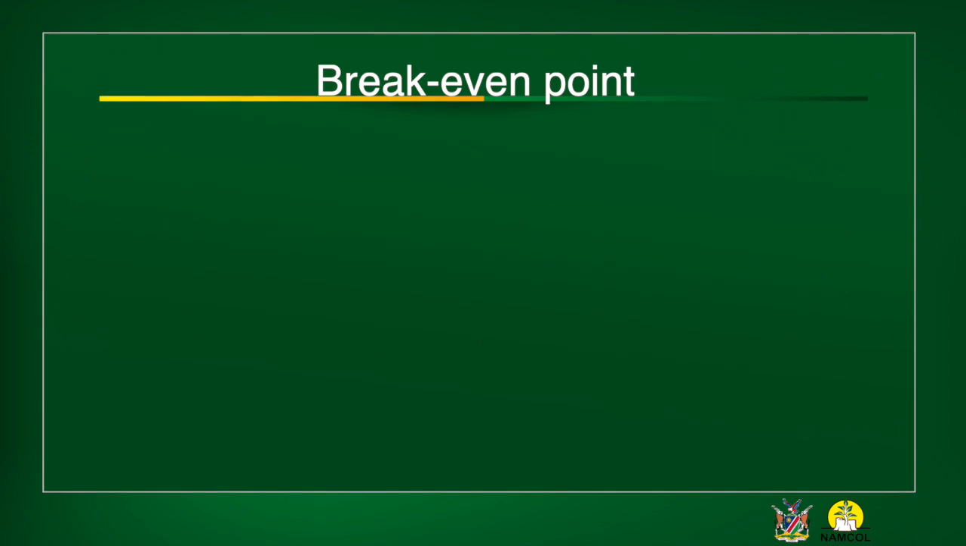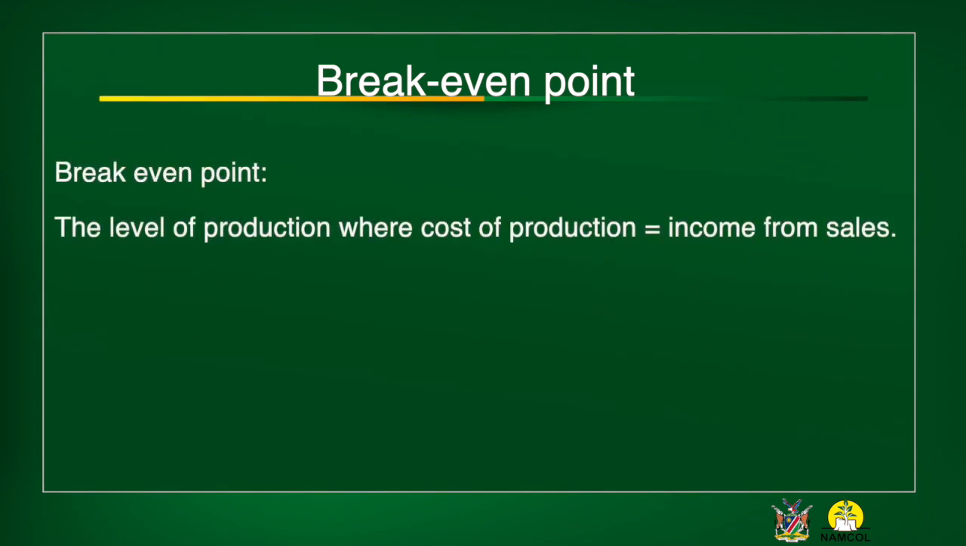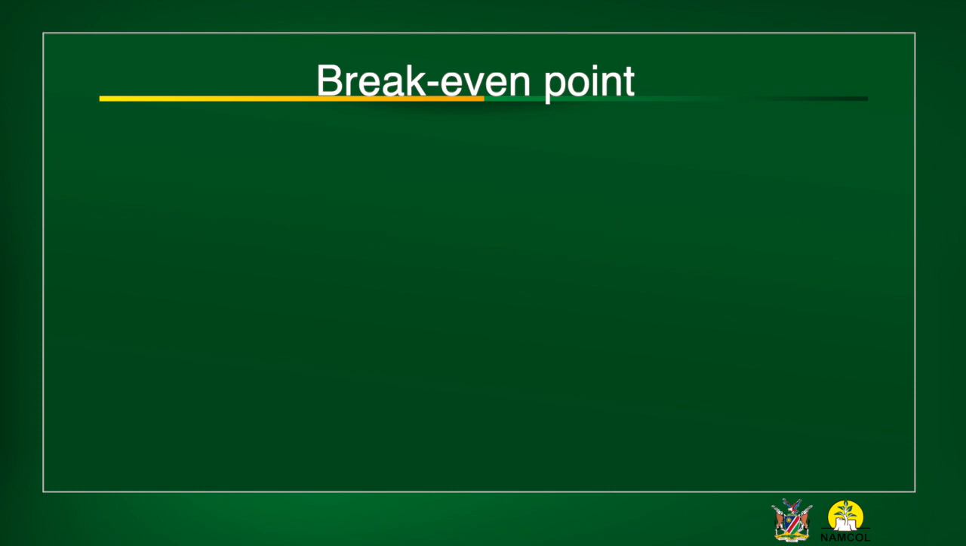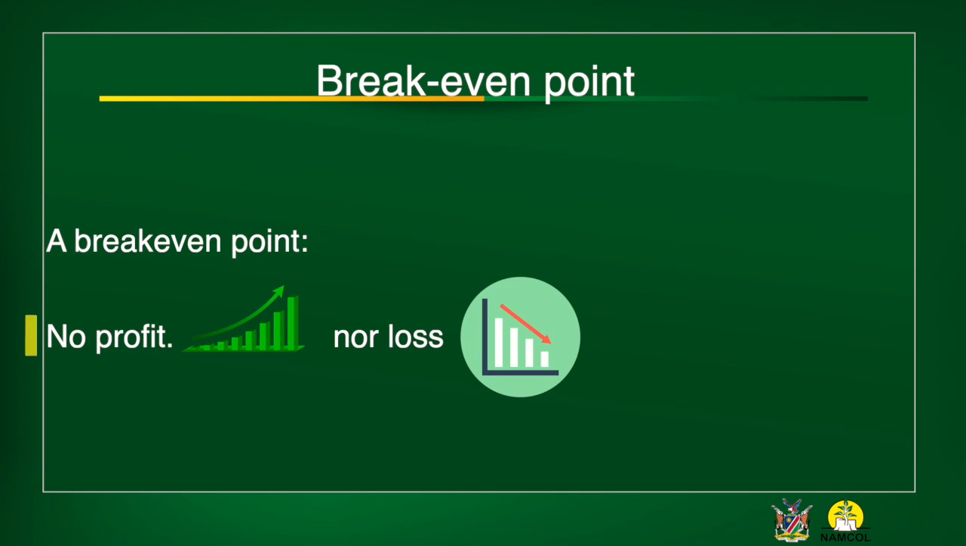Now you are wondering what a break-even point is, right? Break-even point is the level of production at which the cost of production equals the revenue, income, returns, or profit to be earned for the product. In other words, at break-even point, the enterprise will neither make a profit nor a loss.